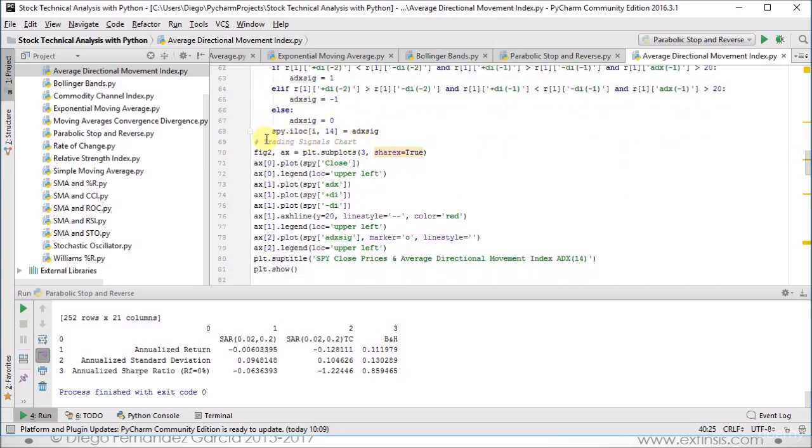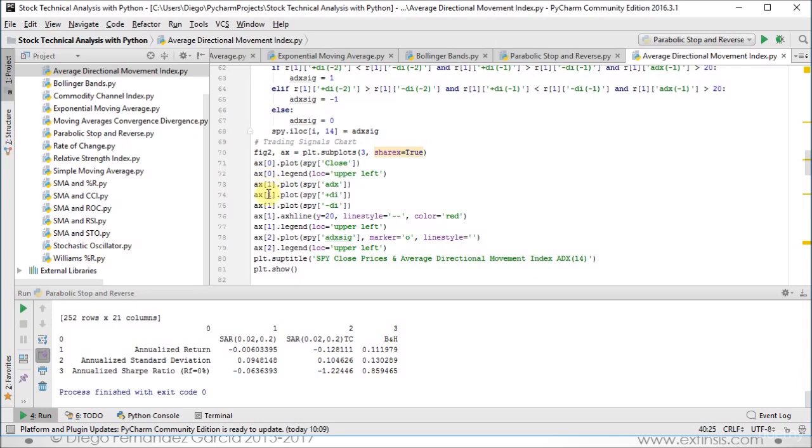For this, it's going to be fig2, ax for axes equals plt.subplots, 3 of them in this case, because we're going to have our subplot with prices, then our oscillator, and finally our trading signals. They share x as true, and then as mentioned, we have the first chart, which is at position 0, and we're going to plot our close prices with their legend located at the upper left.